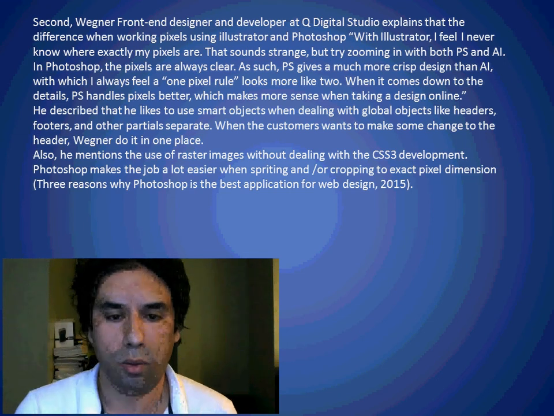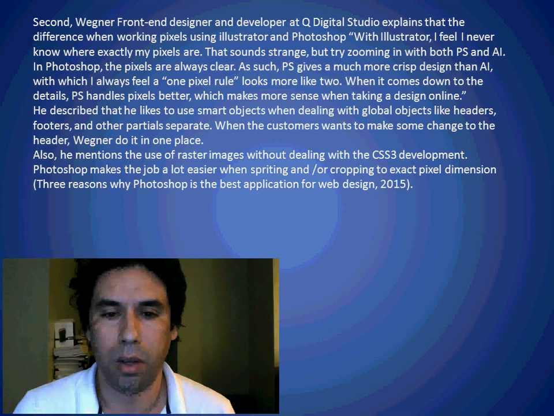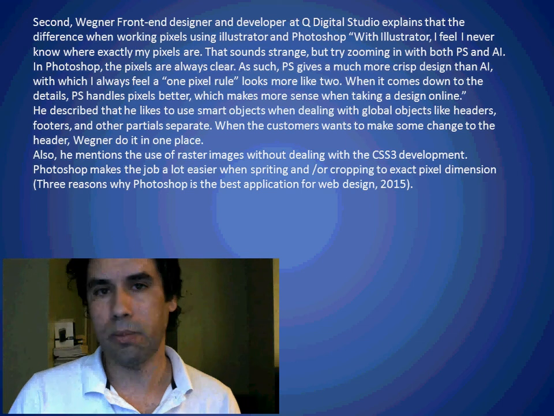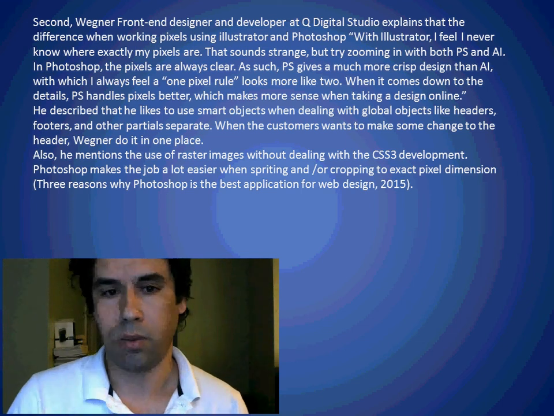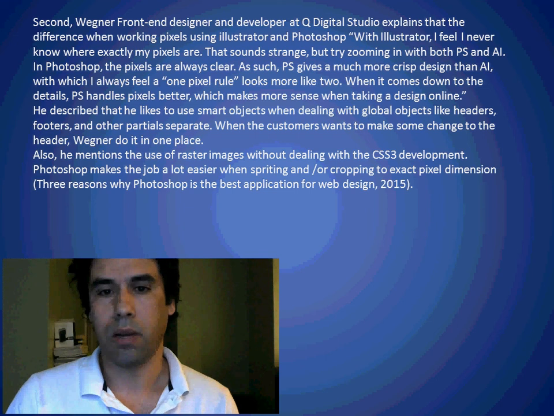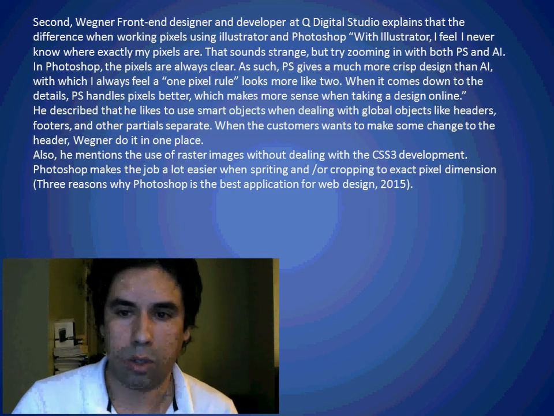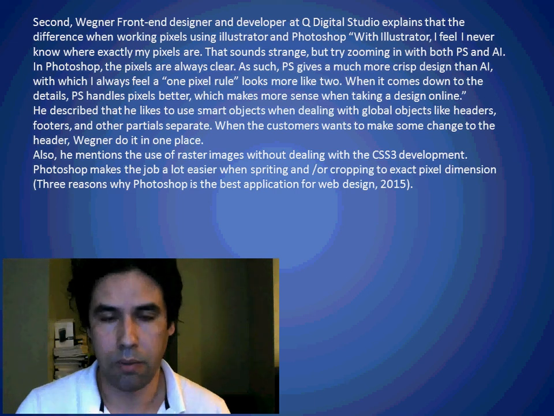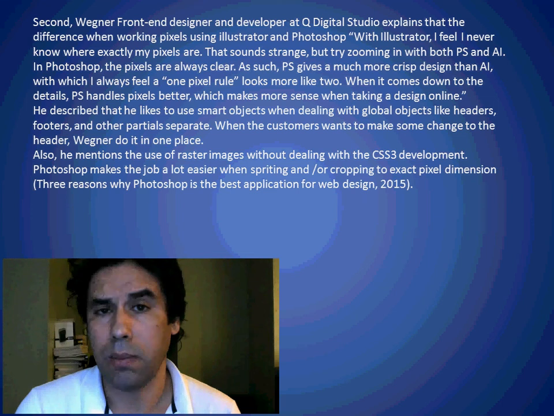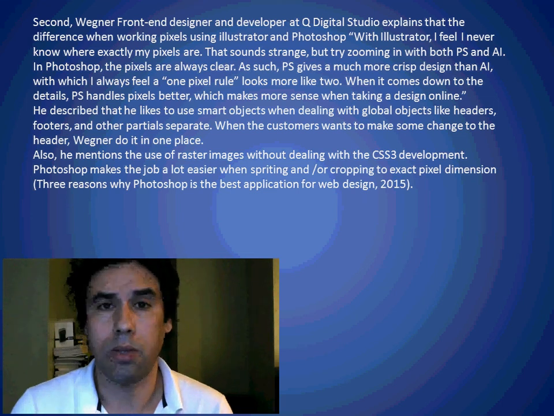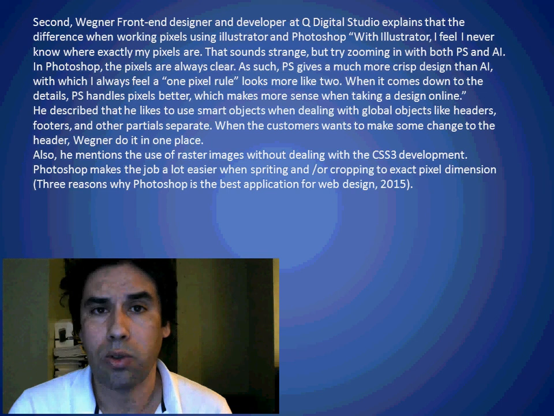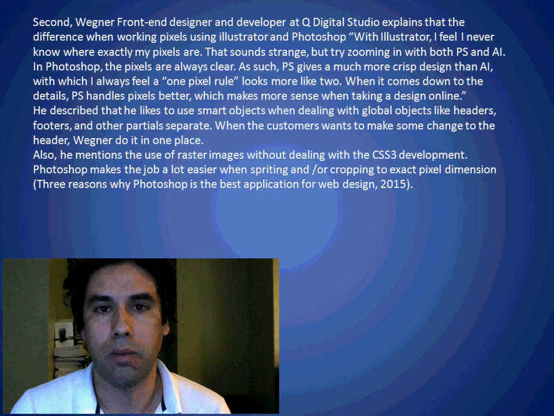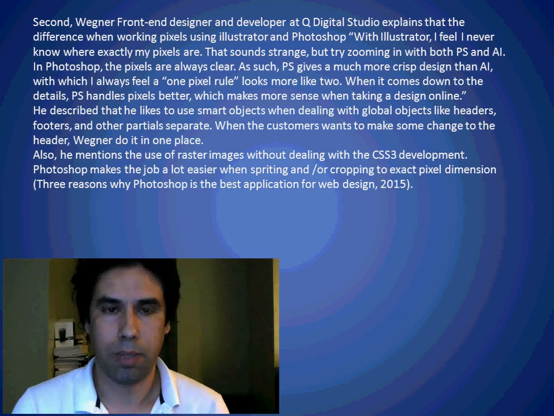He also describes two types of objects, smart objects and raster images. He says Photoshop is the best tool to deal with smart objects, and it's very important when his customers ask for changes, so he can make the changes in one place rather than going and editing different photos. He also mentions that you can use the first image without dealing with CSS3 development, and Photoshop also makes the job easier when spriting or cropping to exact pixel dimensions.